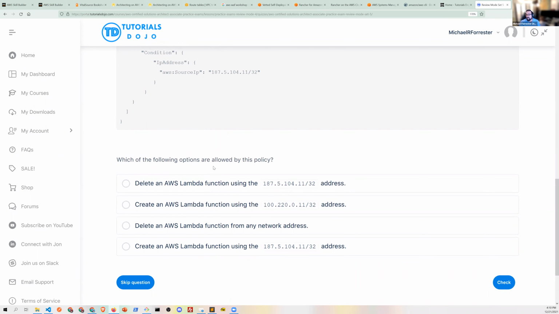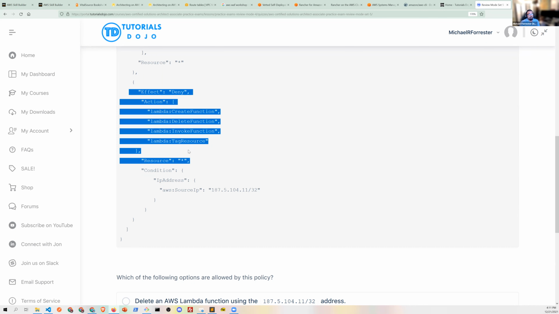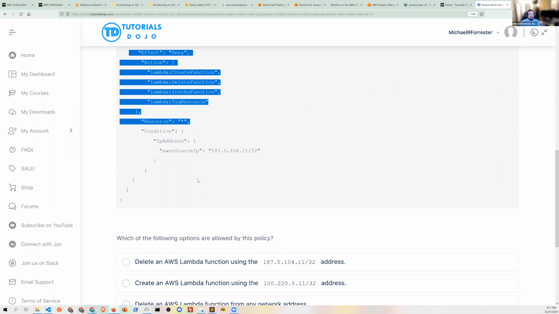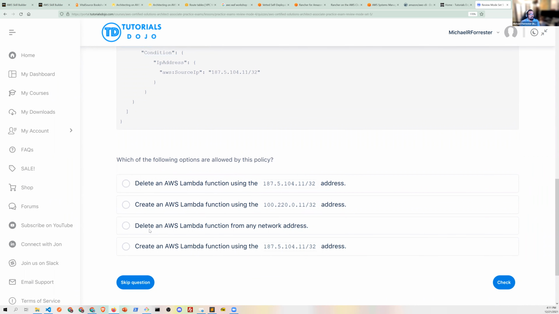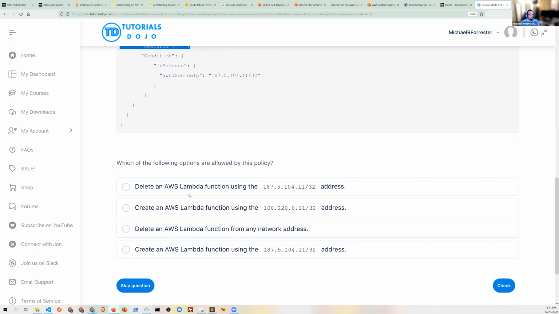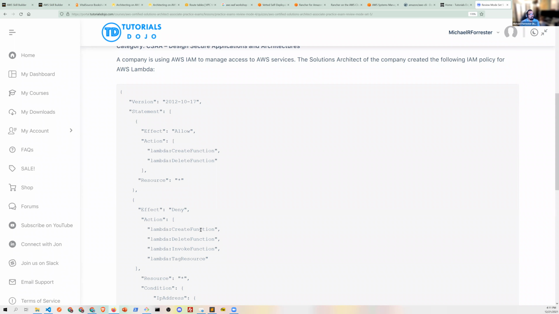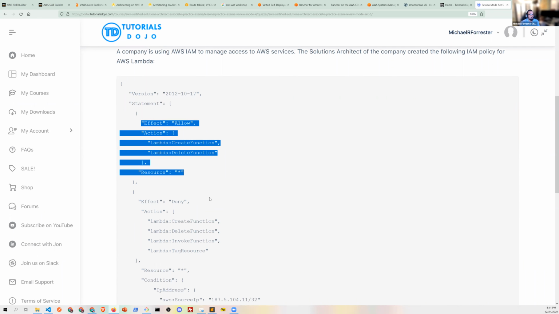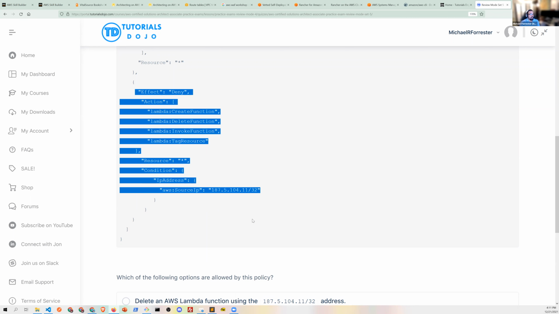Now, this is going to require you to understand exactly what this policy does. Since this is a condition that says only if it's coming from this IP address, we're going to deny these functions, this policy doesn't really apply unless you're coming from that IP address. So this is going to allow you to delete an AWS function. So what would this allow you to do then? So we are allowed to create and delete a function from any space, but we are denied the create function and delete function action if we're coming from this IP address.